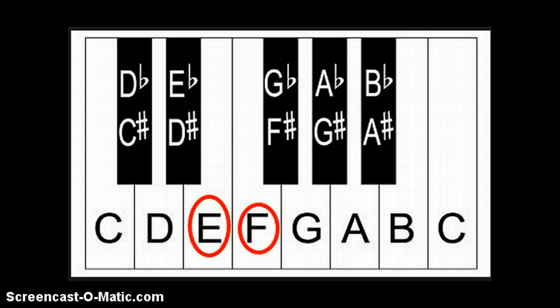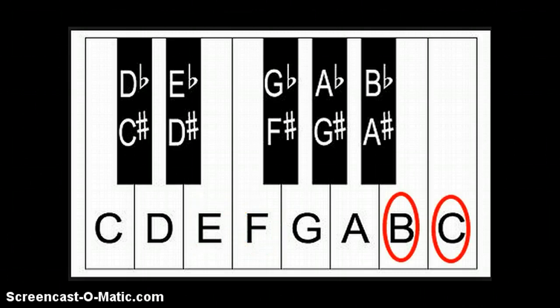Now, let me give you a second to see if you can find another white to white note combination that's a half step, that is not E and F, that is white note to white note. I'll give you a second. And there you have it. The answer is from B to C. That's the other white note combination where it's a half step. So E and F create a half step, and B and C create a half step.